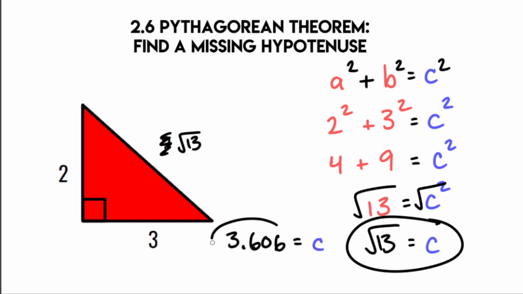Oops. c is equal to the square root of 13, or c is equal to 3.606. So this could be square root of 13 or 3.606. And that is how you use the Pythagorean theorem to find a missing hypotenuse.